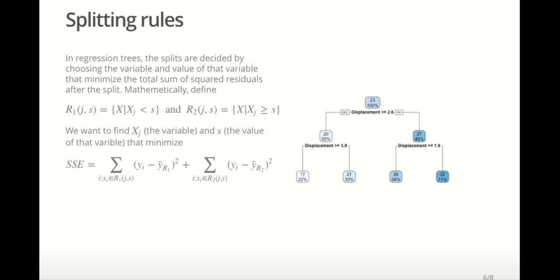The SSE can be computed by subtracting the average MPG for the observations in R2, 20 miles per gallon, from each observation in R2, squaring that quantity and summing over all the observations. Do the same for R1, where the average MPG is 27 miles per gallon, and add them both up. Any other split with any other variable would have led to a larger SSE. This splitting process would keep going until a reasonable stopping criteria is reached.